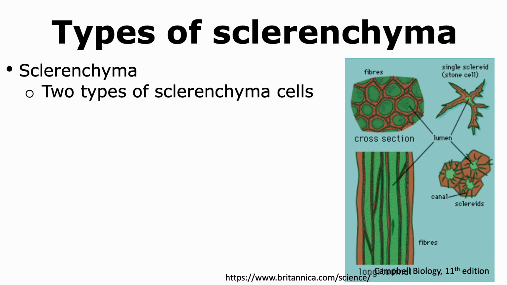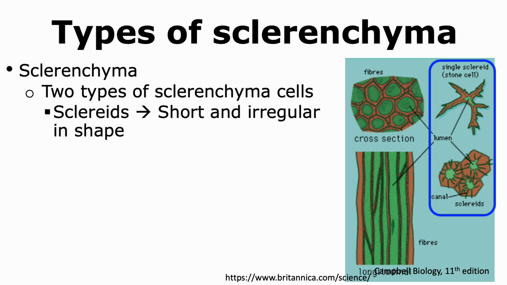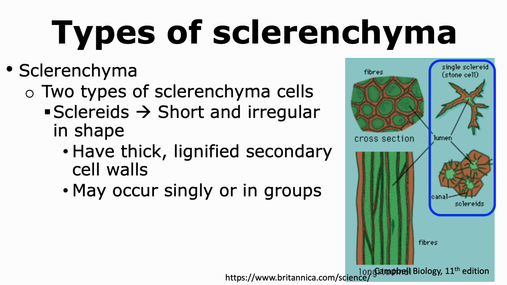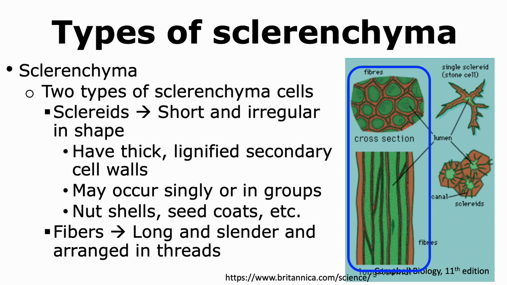There are two types of sclerenchyma cells. The sclereids are short and irregularly shaped cells that have thick lignified secondary cell walls. They can occur individually or be present in groups. They are found in parts of the plant that are very tough, which includes the shells of nuts, seed coats, etc. We can also have long and slender sclerenchyma cells that form fibers because they are arranged in threads. We're able to see these types of fibers in hemp, and so on.